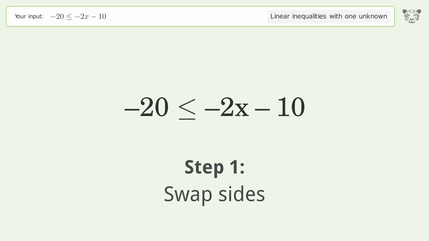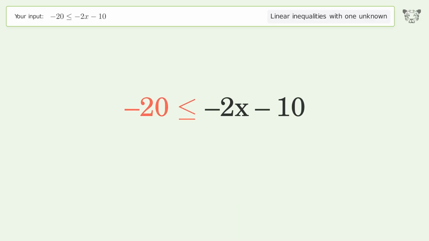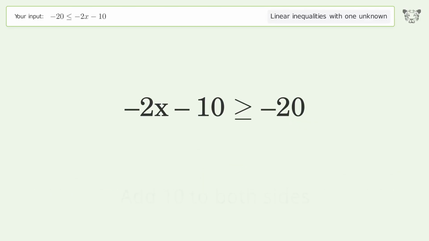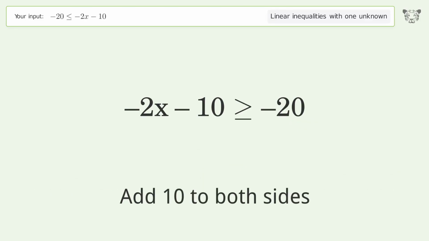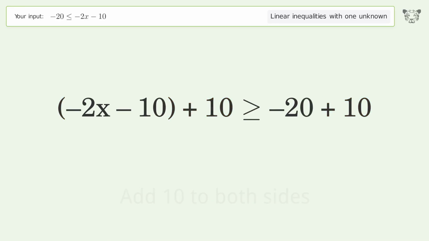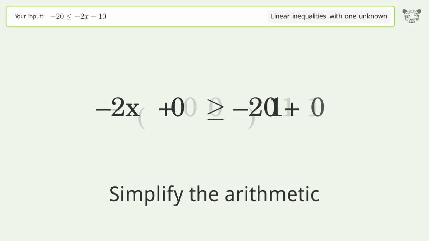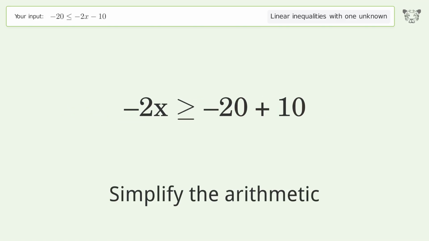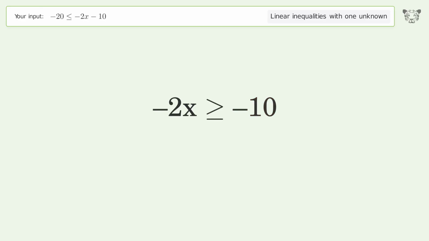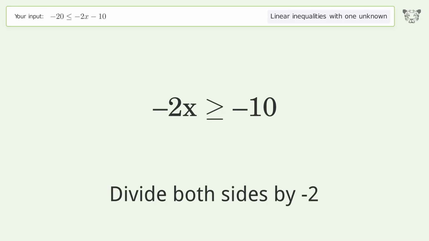Swap sides. Group all constants on the right side of the inequality. Add 10 to both sides. Simplify the arithmetic. Isolate the x. Divide both sides by -2.